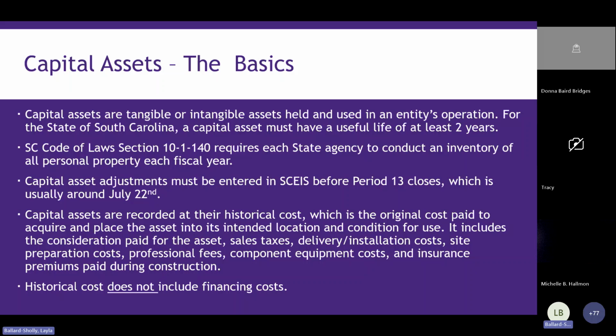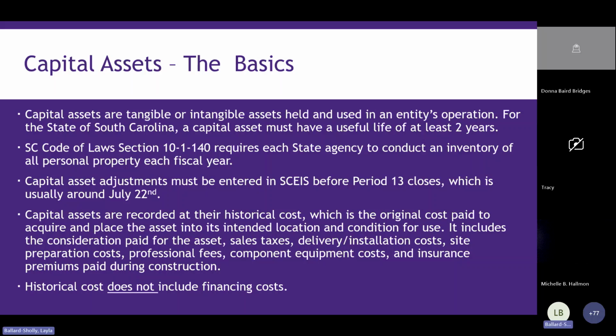But for capital assets specifically, we would really appreciate it if you can get that inventory done before the fiscal year ends and get any adjustments that you need to make in SCEIS before period 13 closes, which is usually around July 22nd. And for this year, it is July 22nd. I don't know if that's the same day every year, like if it falls on the weekend.